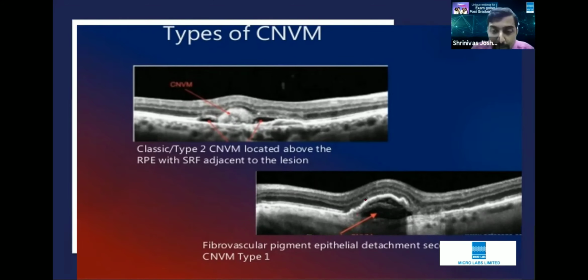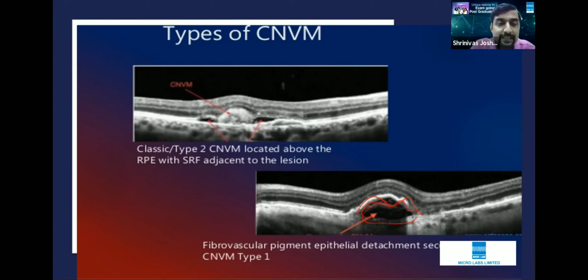Type 1 is underneath the PED, which is nothing but occult CNVM. So this is fibrovascular pigment epithelial detachment showing type 1 CNVM. Type 2 is underneath the retina. Please don't get confused. Below the RPE is type 1, under the retina is type 2, and more inside the retina is type 3.